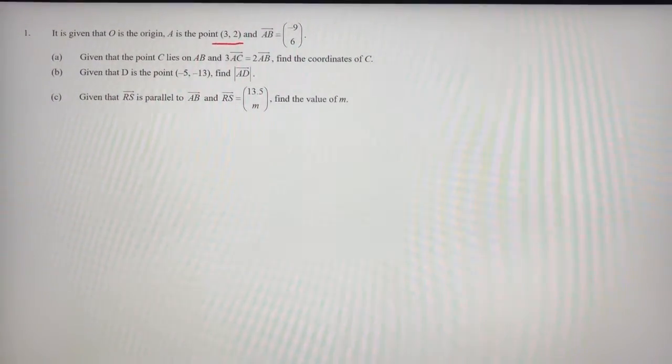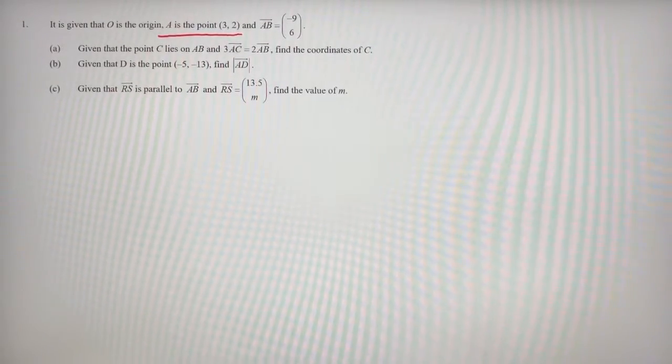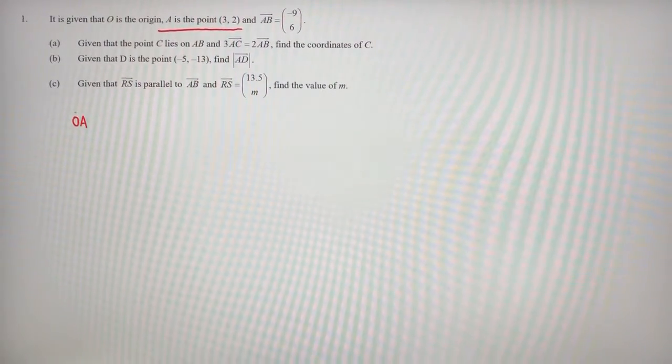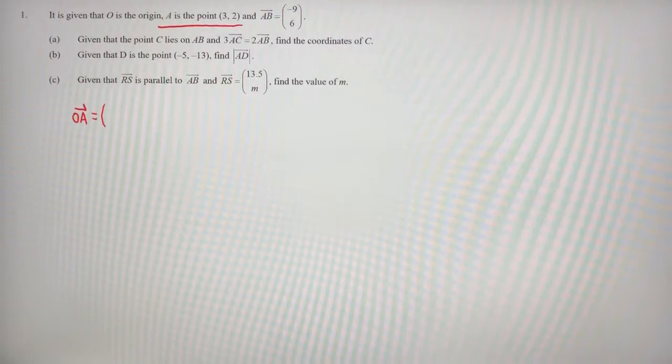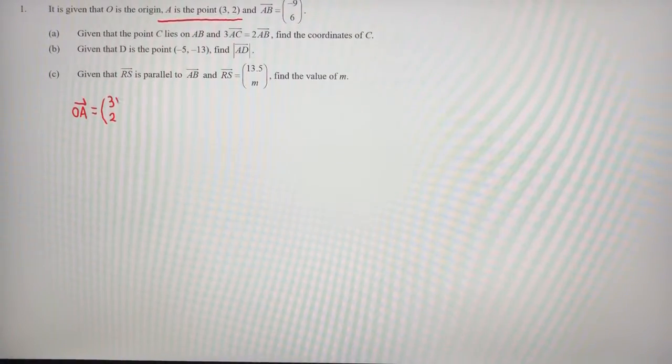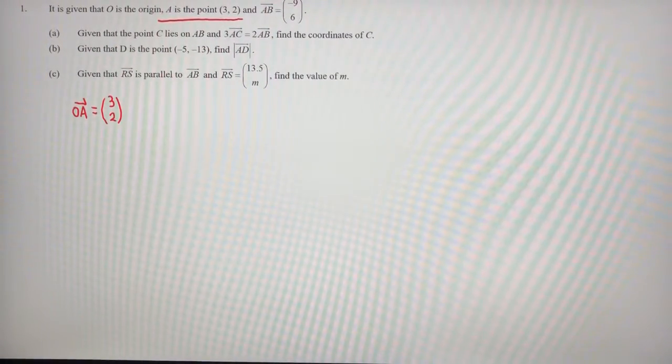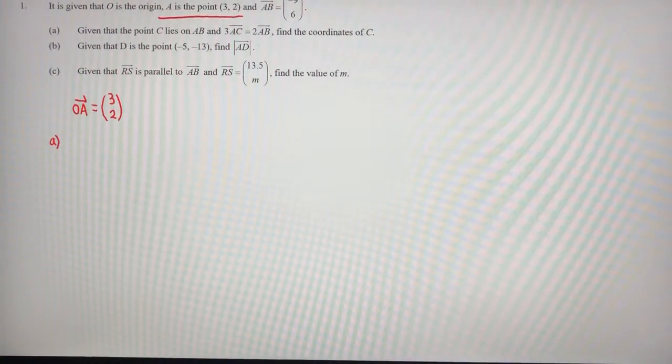Today we'll be solving the consultation question on the topic of vectors. Question 1. You are given the coordinate of point A (3, 2), so therefore we will change this to become a position vector of A in the column vector form.